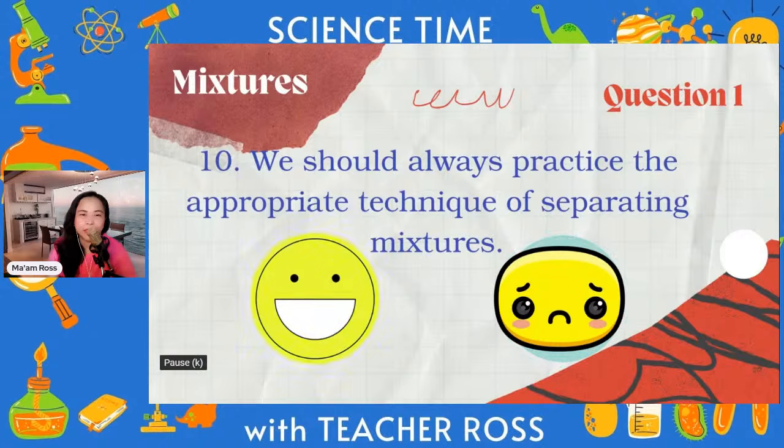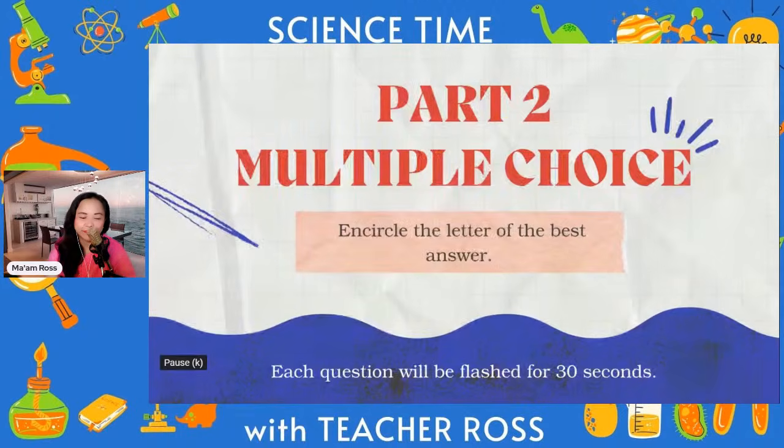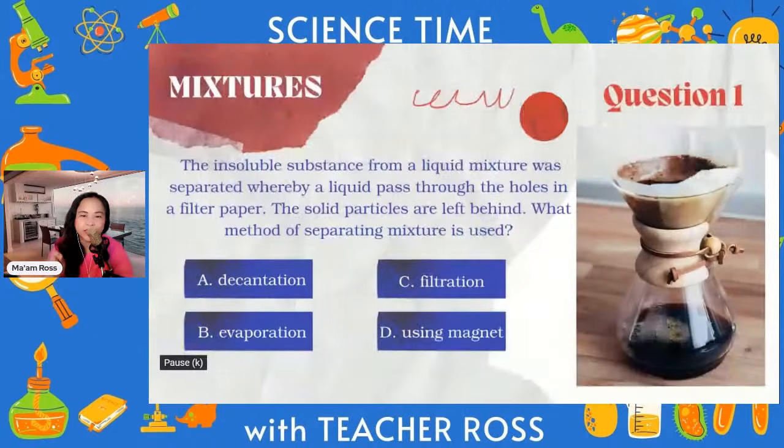That is item number 10 for the first part of our summative test. Part 2. You are ready for part 2. This is multiple choice. All you have to do is to answer A, B, C, or D, and circle the letter of the best answer on your learner's activity sheet.